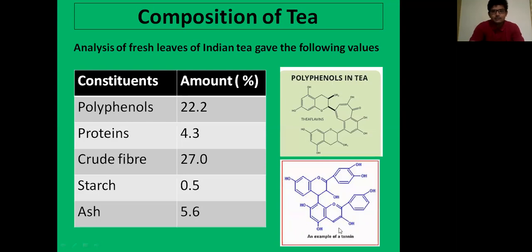This is one example of a polyphenol, that is tannin, which contains different hydroxy groups, meaning phenolic groups present on the ring. So this type of compound is present in tea powder, which is known as tannin, a class of polyphenol type of compound. We'll see here how these tea powders are processed and how the different types of tea are prepared.